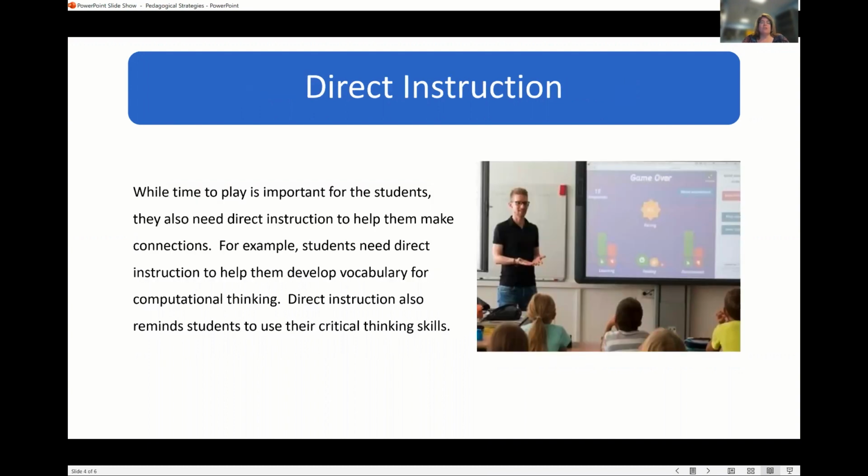Direct instruction is also important. While time for play is important for the students, they also need direct instruction to help them make connections. For example, students need direct instruction to help them develop vocabulary for computational thinking. Direct instruction also reminds students to use their critical thinking skills.